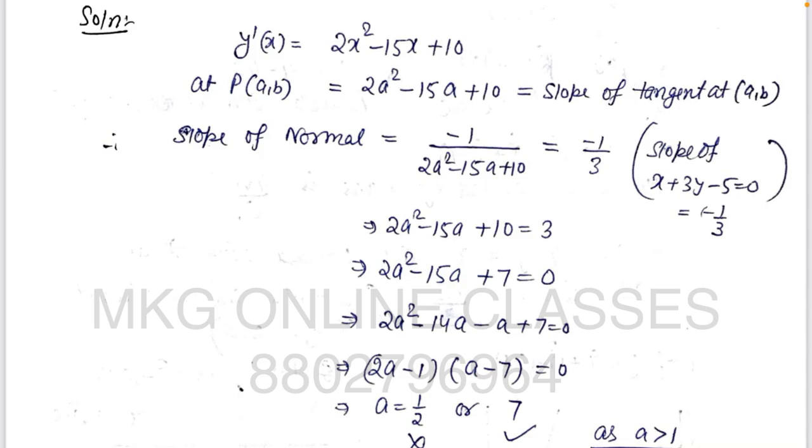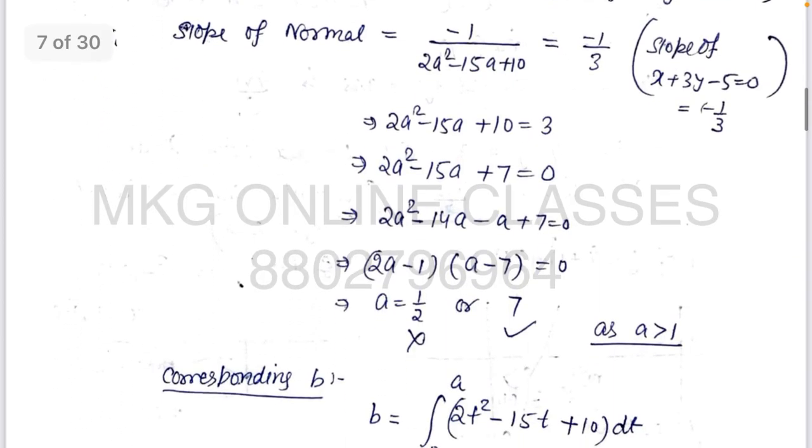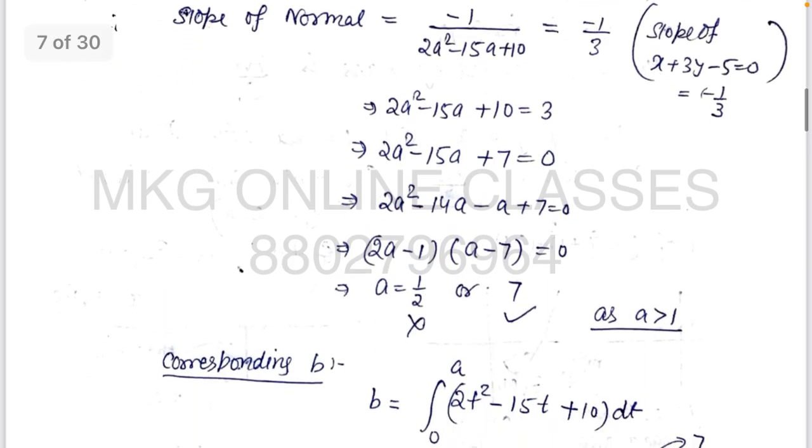So from here a will be 1 by 2 and 7. But in the question it was given that a is greater than 1. So a will be 7. Now what do we actually want? We want a plus 6b. So to find a plus 6b, a is 7.